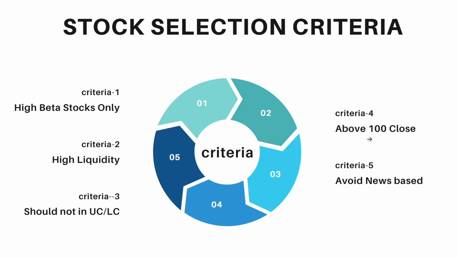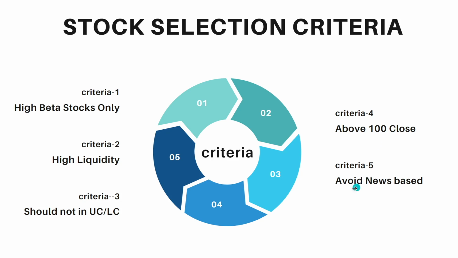Coming to the fourth criterion, price above 100. This is completely optional. You can go for a 150 price, 200 price, whatever, or you can also avoid this. But I personally choose stocks whose price is above 100. So this is one criterion I also include.